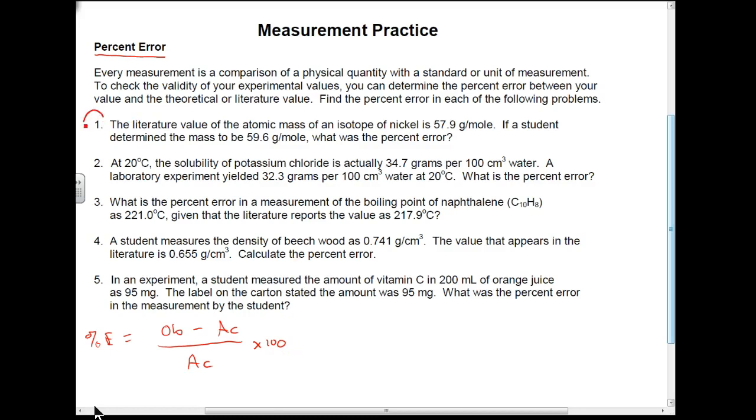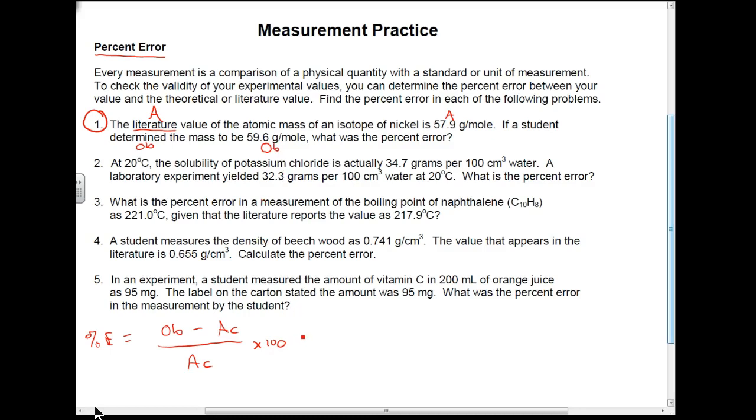All right, so let's look at number 1. It says the literature value. The literature value must be the true or closest value, or most accurate. So we're going to say that's the accepted. Put a little A. The literature value of the atomic mass of an isotope of nickel is 57.9. So there's the accepted one more time. If a student determined, so that must be the observed, the mass to be 59.6 grams per mole, what is the percent error? So there's your O. I'll put a B so it doesn't look like a 0.